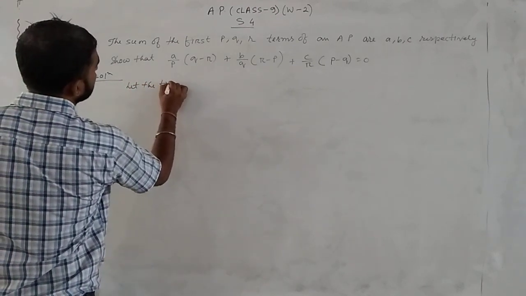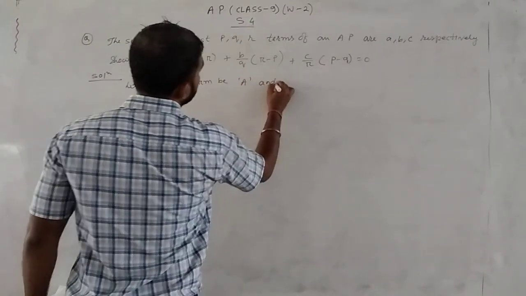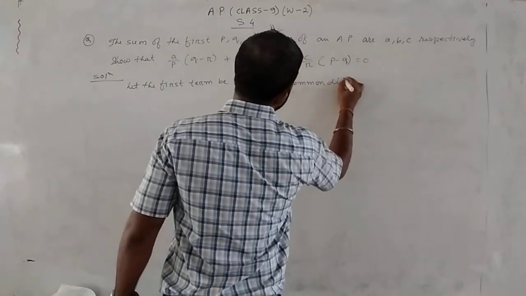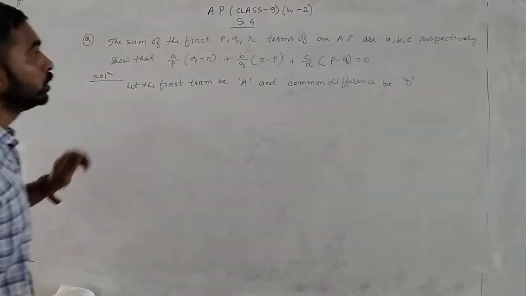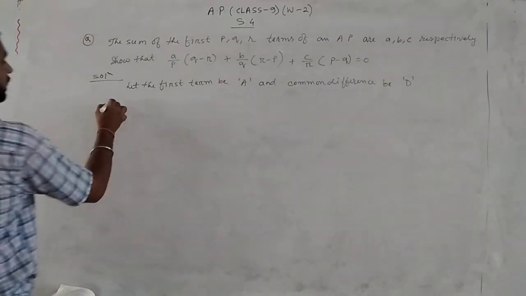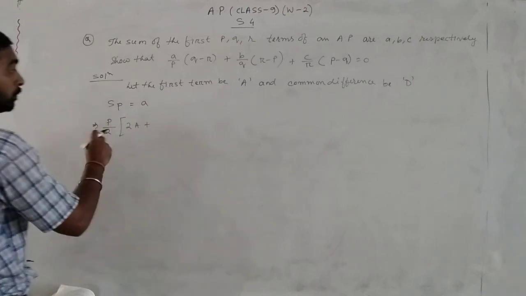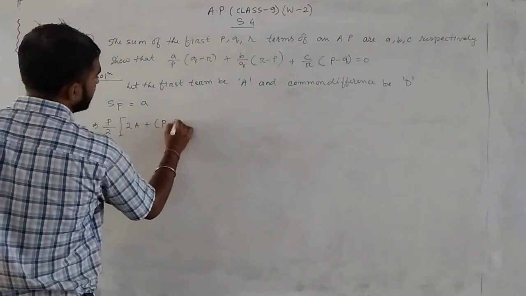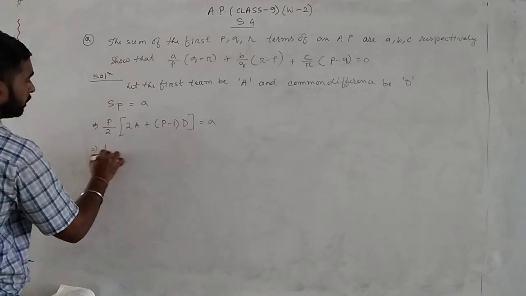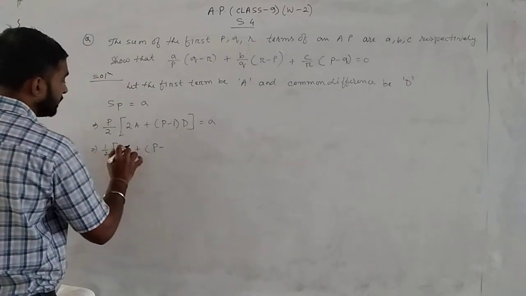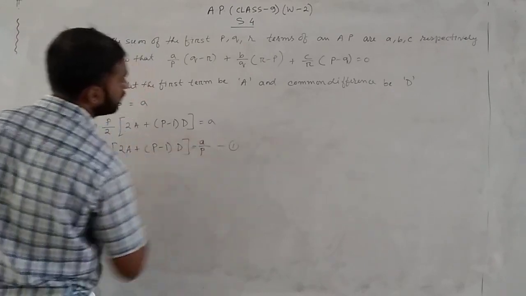Let the first term be capital A and the common difference be capital D, or you can consider small d also because in the question there is no D. First SP is given, SP equals A. So SP means P by 2 into twice A plus, here consider first term capital A, so twice A plus P minus 1 capital D equals A. Now see here we have to find out A by P. So do the cross multiply: 1 by 2 into twice A plus P minus 1 into D equals A by P. Equation number 1.